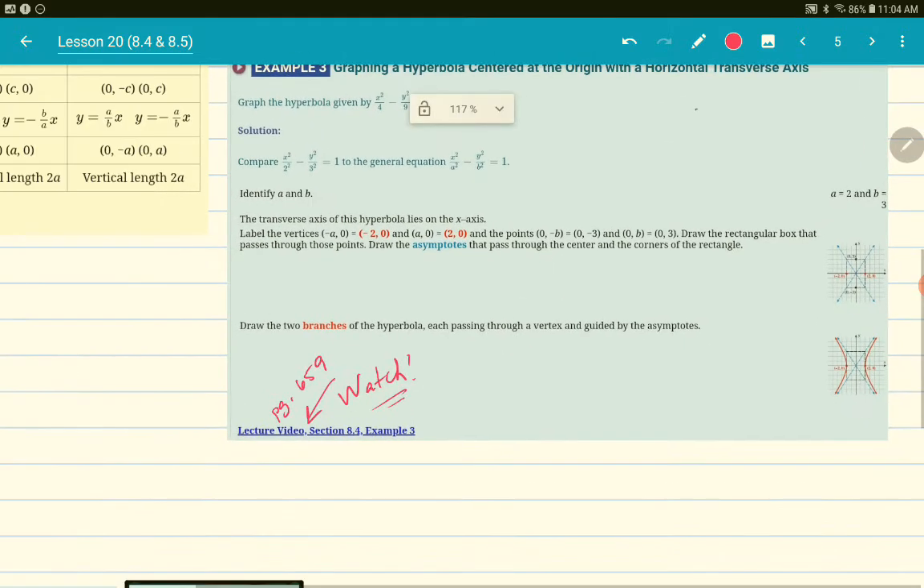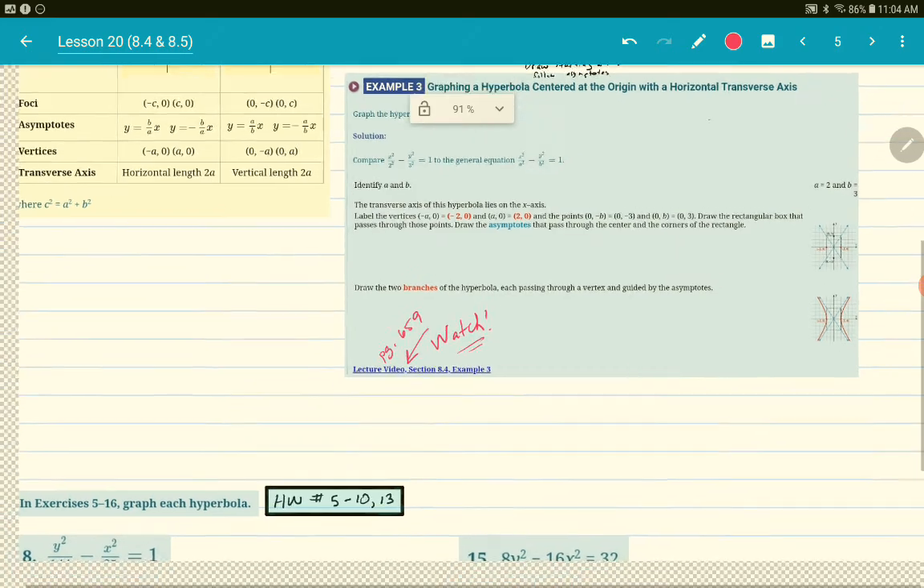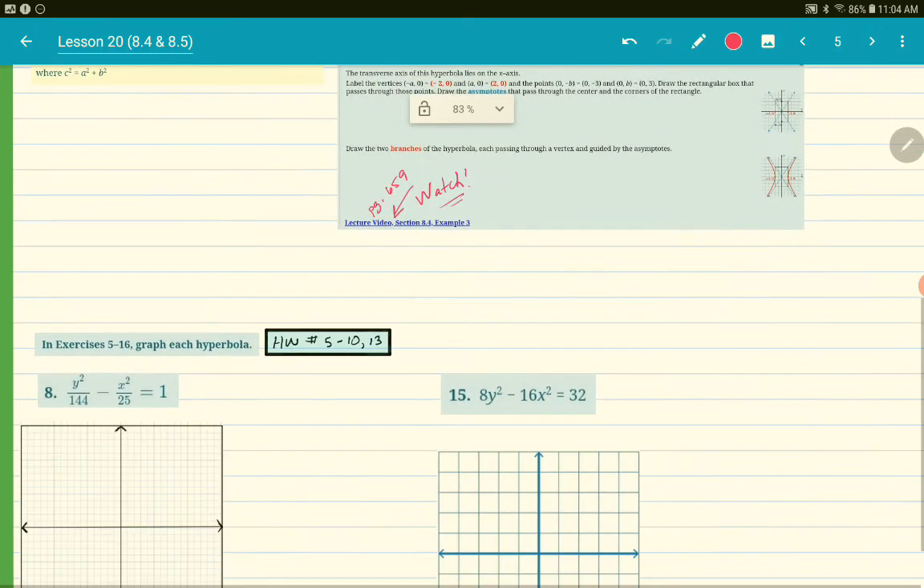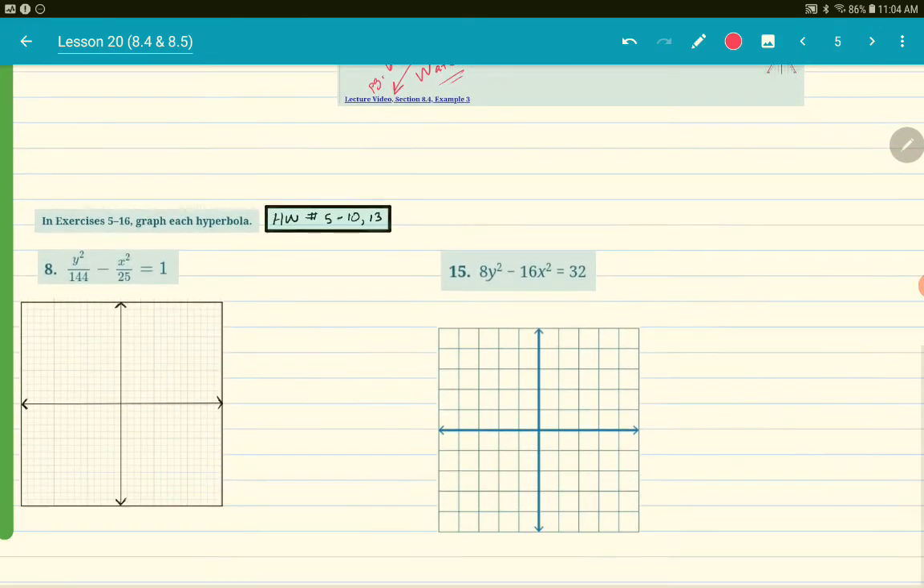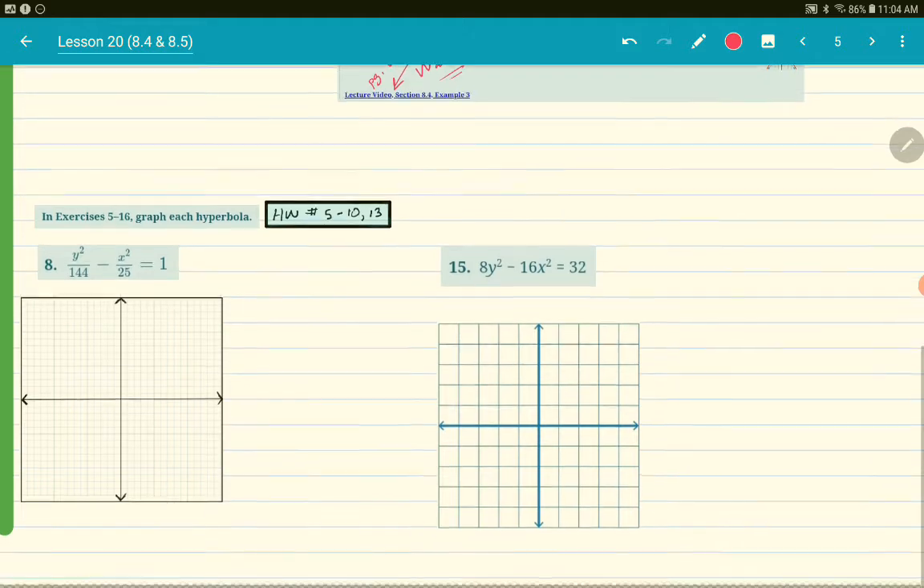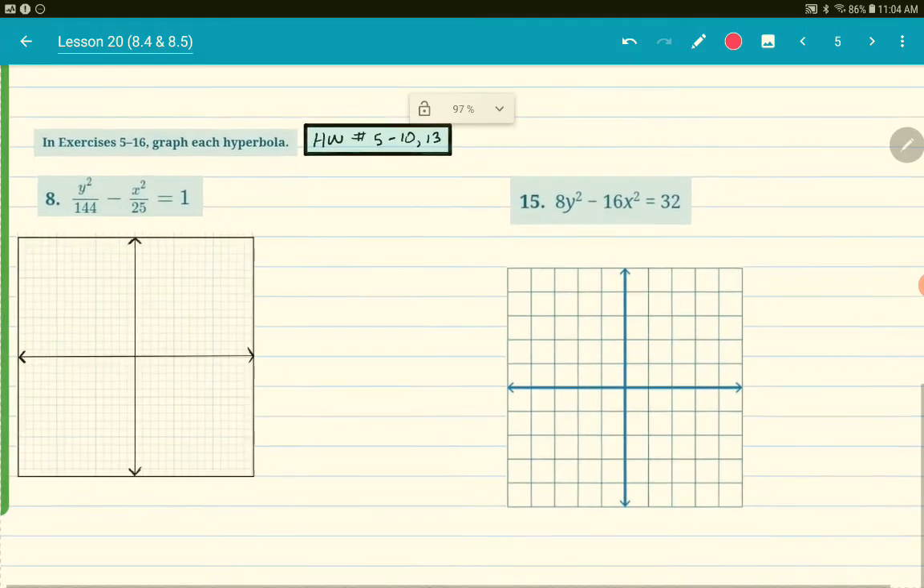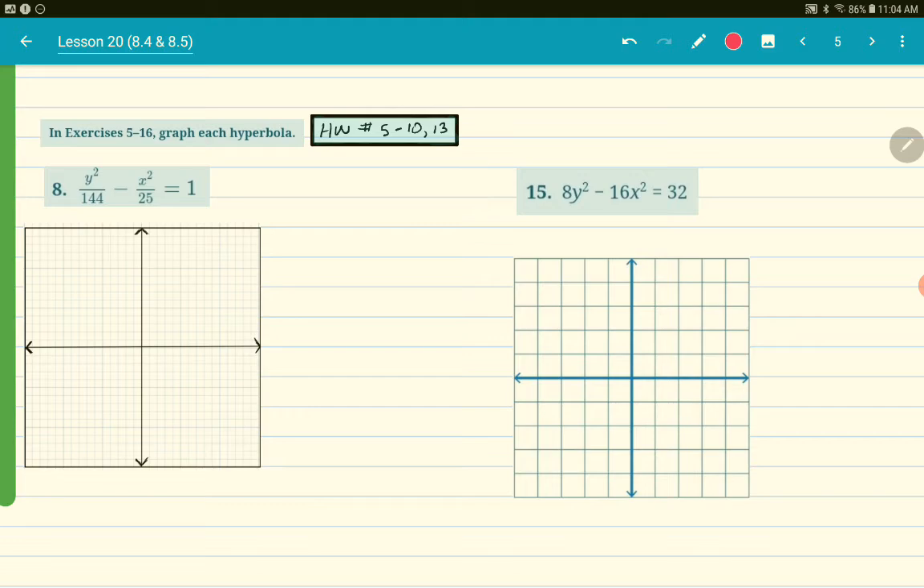Okay, so you've seen example 3, you saw my step-by-step on how to do these. So now I'd like you to try these 2 graphs on your own. So pause my video, try these 2 graphs, and then after you've given it a chance on your own, come back here and we'll do these together.